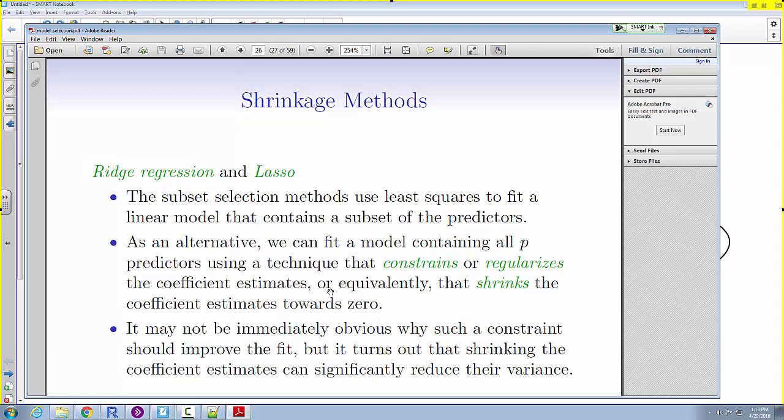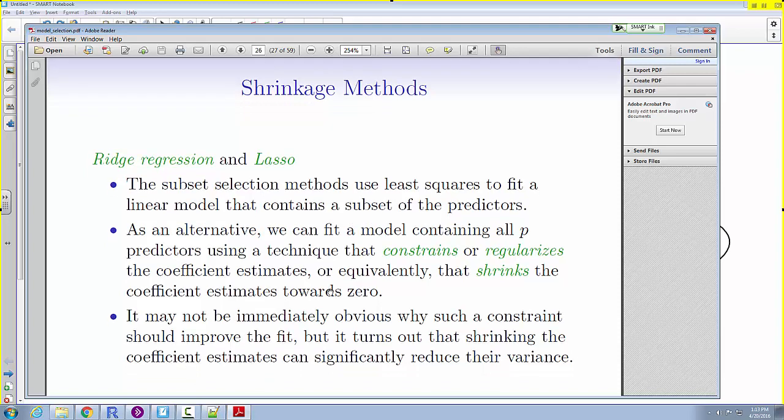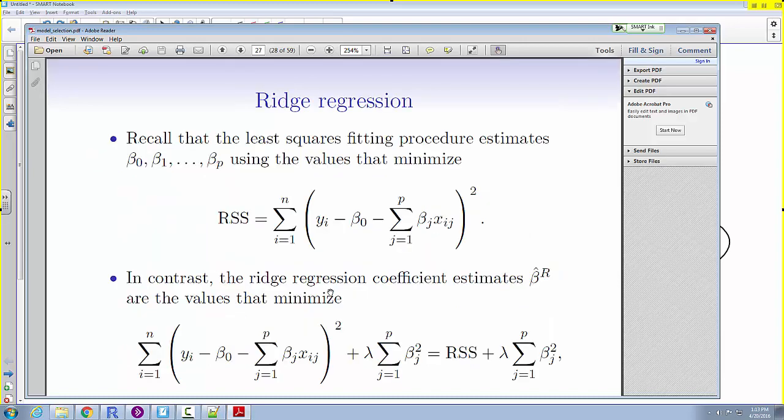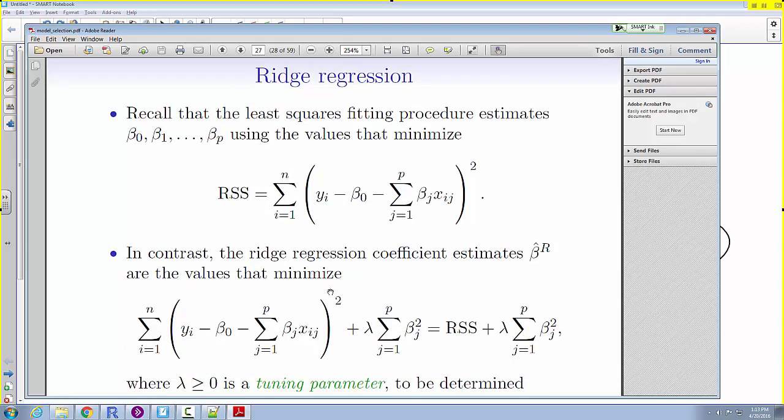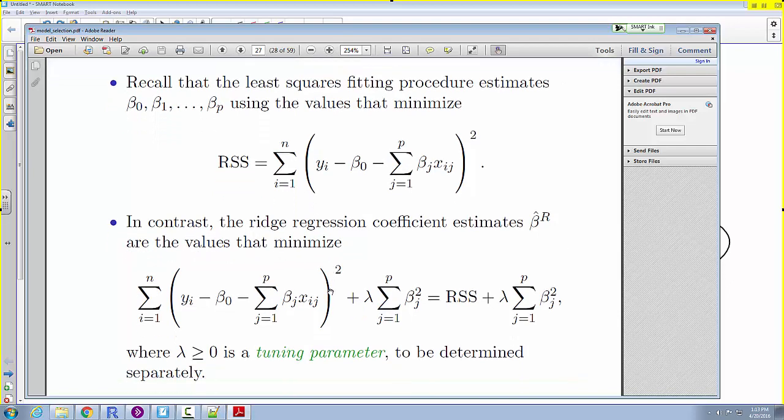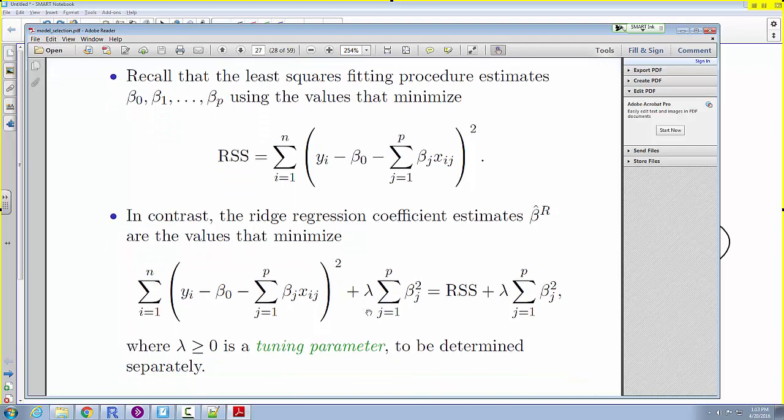All right. Shrinkage, we'll do this just briefly. There's two main flavors of shrinkage. One of them is called ridge regression and the other is called Lasso. I'm going to emphasize Lasso. They're very similar. Sounds complicated, but it can be expressed in a fairly non-complicated way.